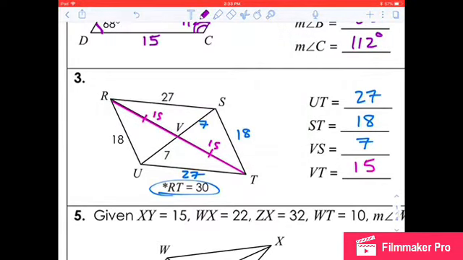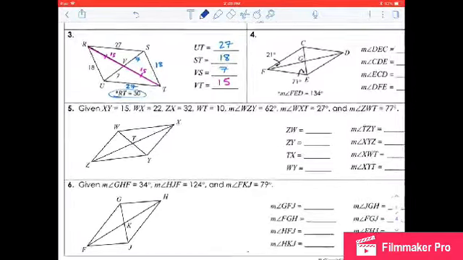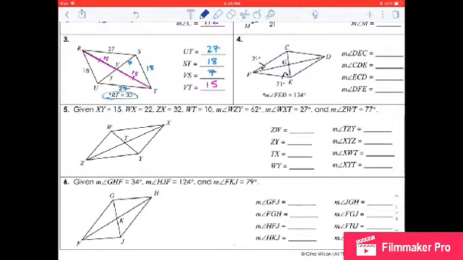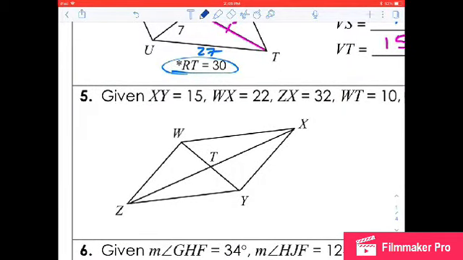All right. And we're going to look at one more here on the front page and then talk about the back. We are going to cross out a couple of these, but I'll show you which ones. But something you can do here is label as you go. So XY is 15, which since this is a parallelogram, the opposite is also 15. And then WX is 22 up here, which makes the bottom 22.